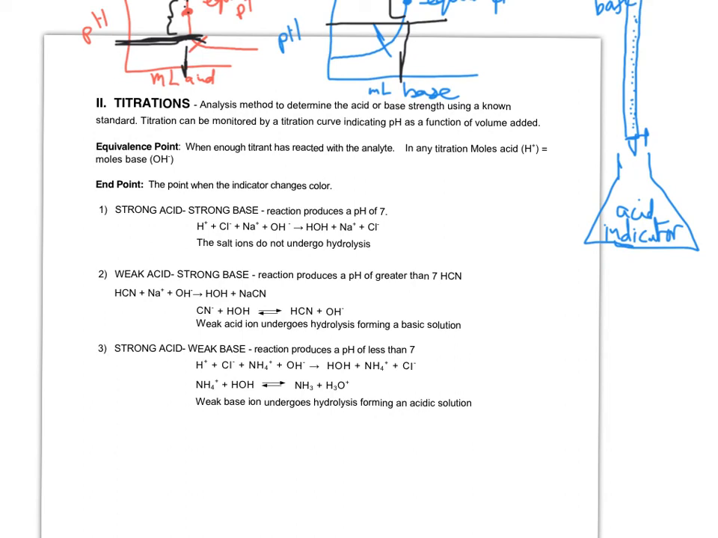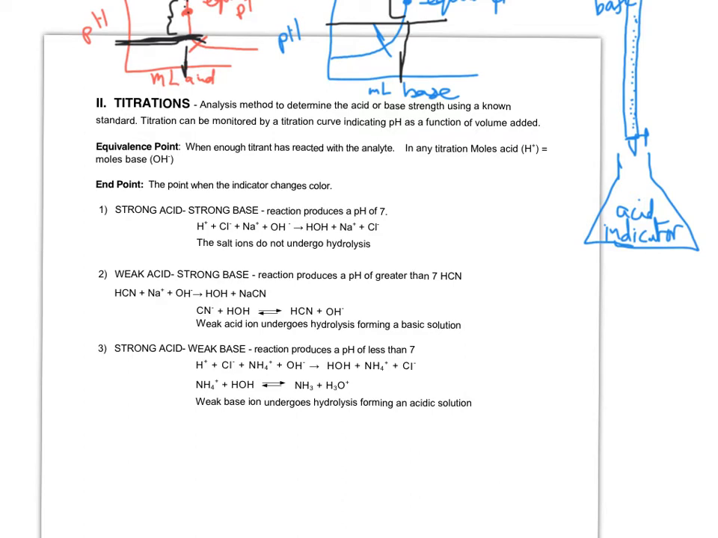So the first type is when you have a strong titration, meaning that you have a strong acid and a strong base reacting together. If you have a strong acid and a strong base reacting together, your equivalence point will happen to be at pH 7. That's not true for other titrations, only for strong.